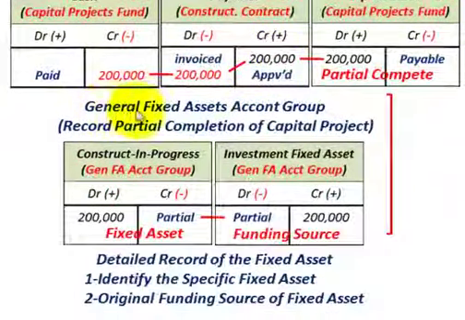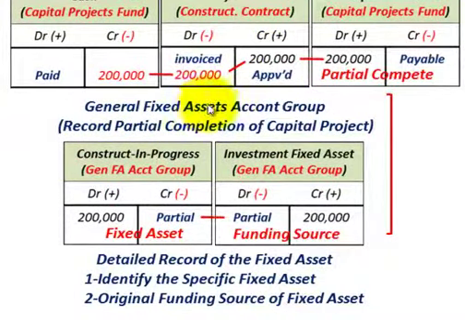Now, the other thing we have to do when you have these fixed assets, you have to go down to your general fixed asset account group, and you're going to be recording the partial completion of this capital project. So this is where we're going to keep a record of this fixed asset, or this building that we're building. Under your general fixed asset account group, have your account set up, construction in progress, and for that building, we would debit that for $200,000, the amount of partial completion of the project.